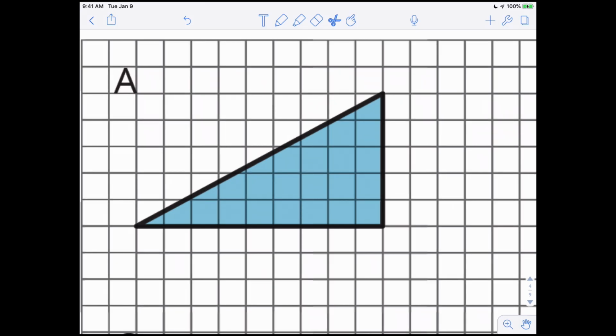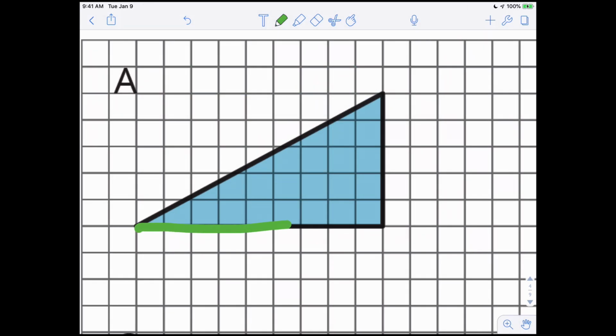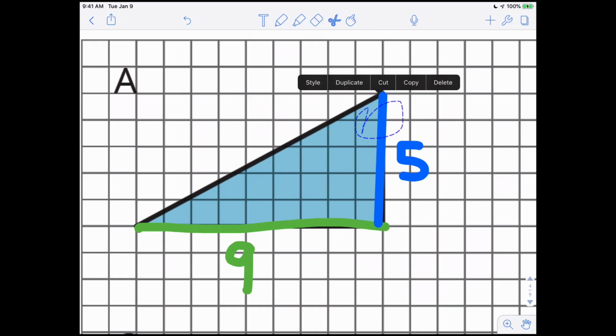This triangle, the base, pretty straightforward. The base is right here, and it's 1, 2, 3, 4, 5, 6, 7, 8, 9. So the base is 9 units, and the height right here is 1, 2, 3, 4, 5. So the height is 5. I didn't draw it quite perpendicular, but it's darn close. And you can see, boom, there is the height.